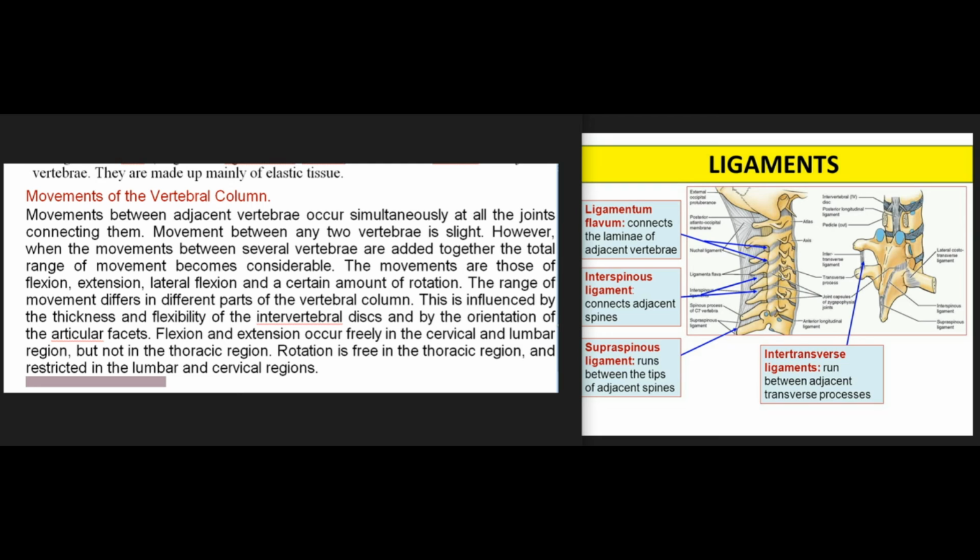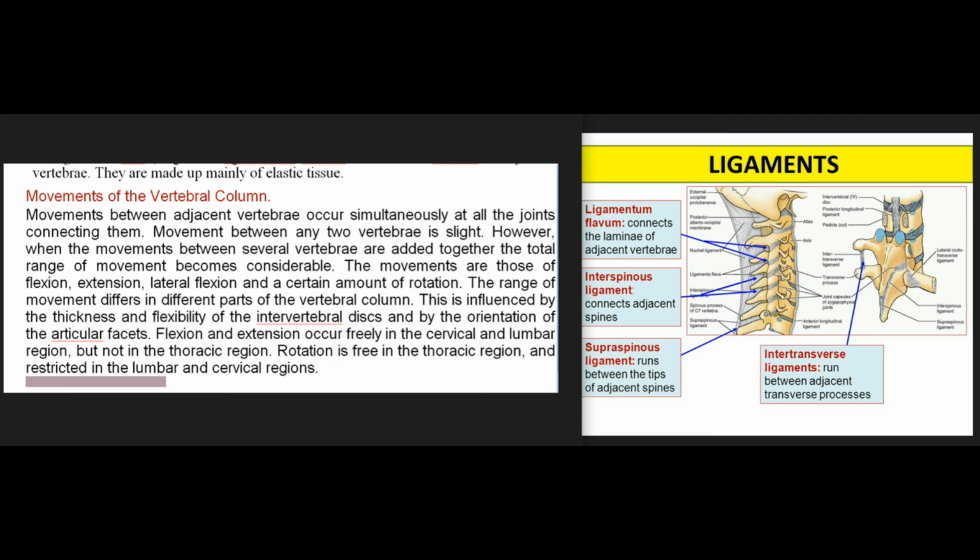Movements of the vertebral column. Movements between adjacent vertebrae occur simultaneously at all the joints connecting them. Movement between any two vertebrae is slight. However, when the movements between several vertebrae are added together, the total range of movement becomes considerable. The movements are those of flexion, extension, lateral flexion, and a certain amount of rotation. The range of movement differs in different parts of the vertebral column.